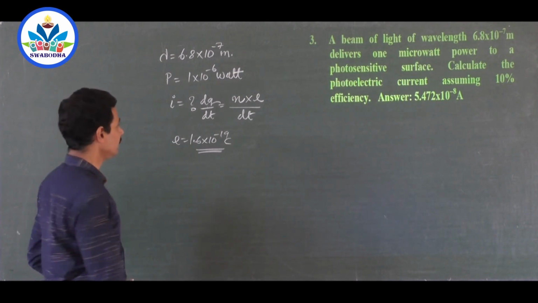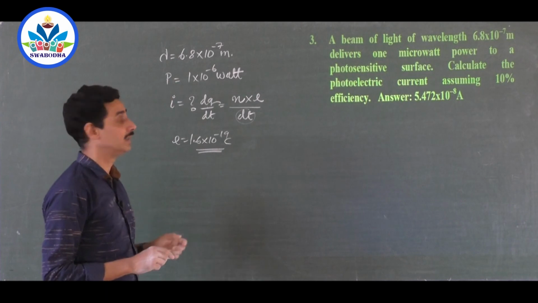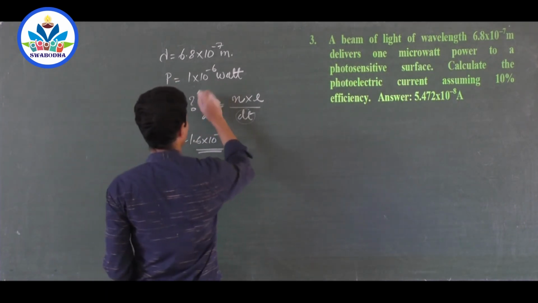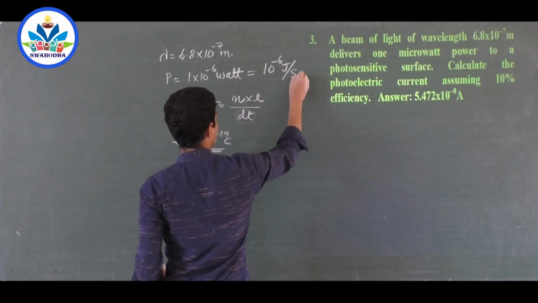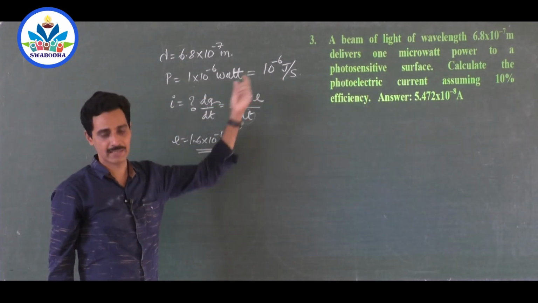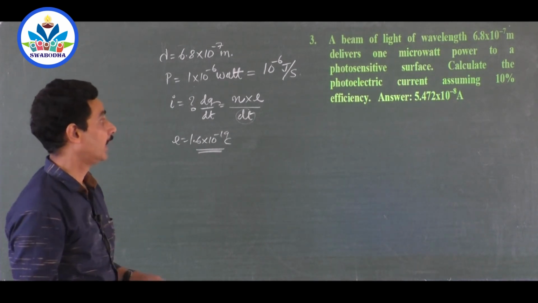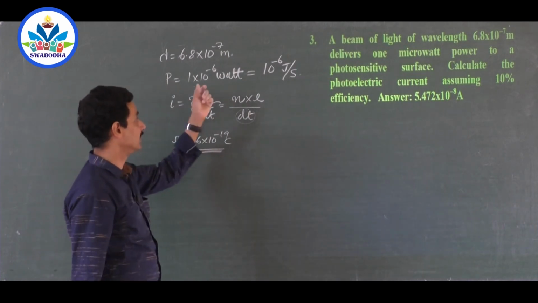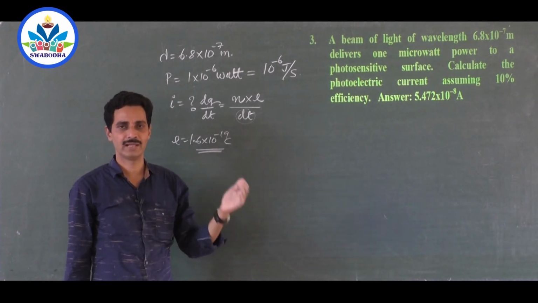Now we will restrict all these dt's to 1 second because here power is given. What is power? Power is energy per second, right? 10 to the power minus 6 watt means 10 to the power minus 6 joules per second. So we take this data for 1 second. Power of a beam of light means it is delivering 10 to the power minus 6 joules of energy per second.